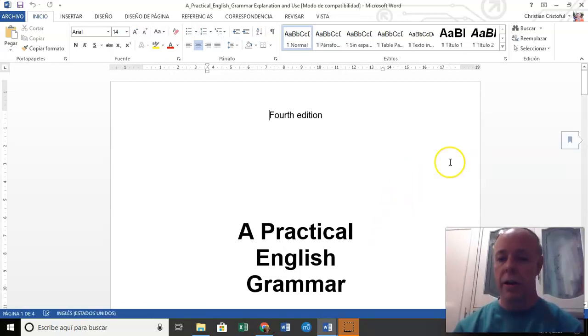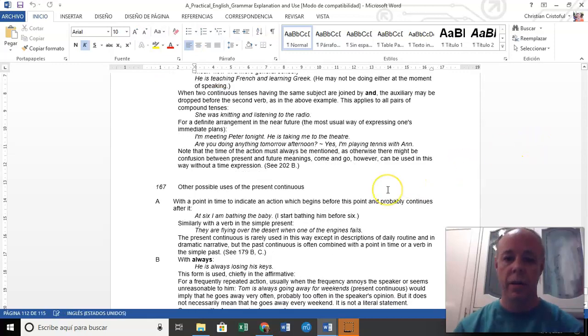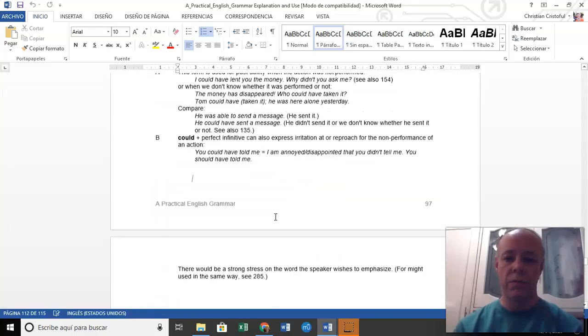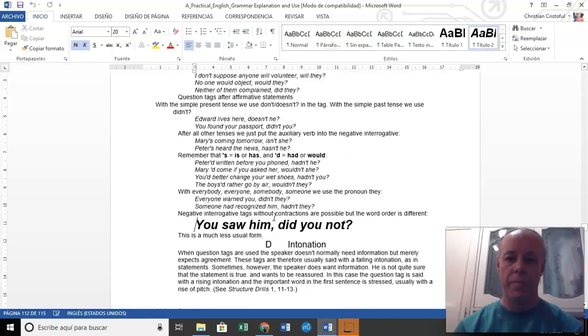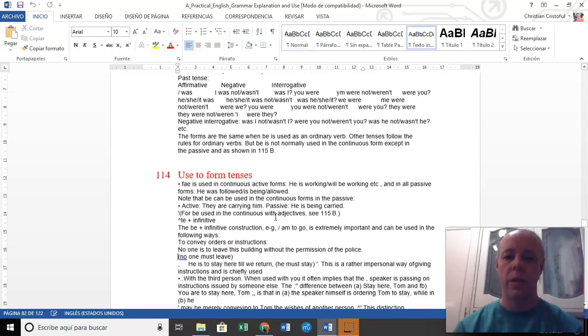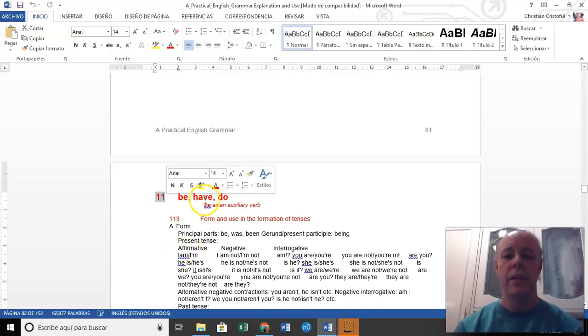Alright, here we are. I would like to go back to where I left it. I was working with it. And this will be page 82 on, I think. So let me go to page 82. Here, we start with chapter 11. Chapter 11. Be, have, and do, the main auxiliaries of the English language.